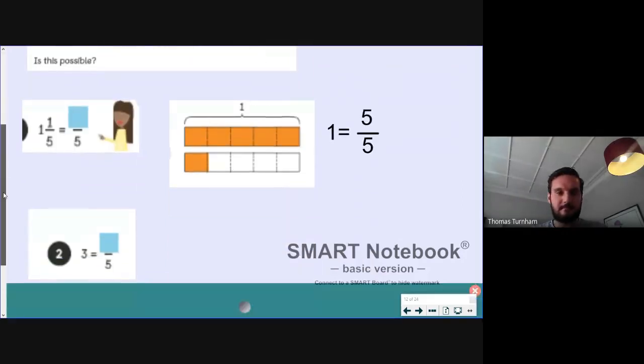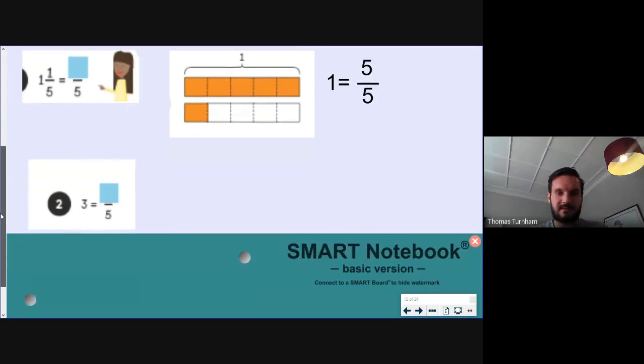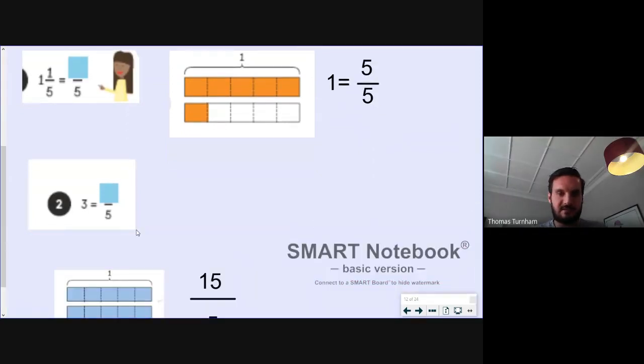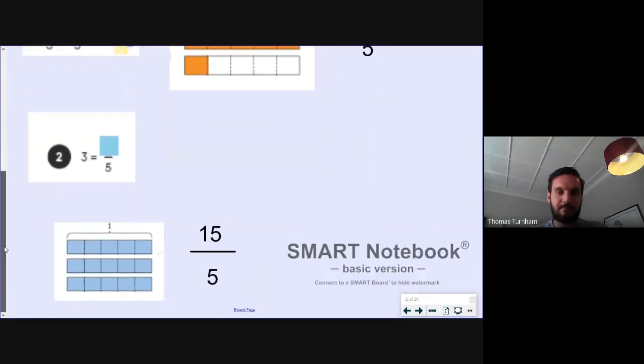Right. That's basically what we've just talked about. Let's jump down. So 15 fifths. How would I write that as a mixed fraction? I've got 15 fifths.